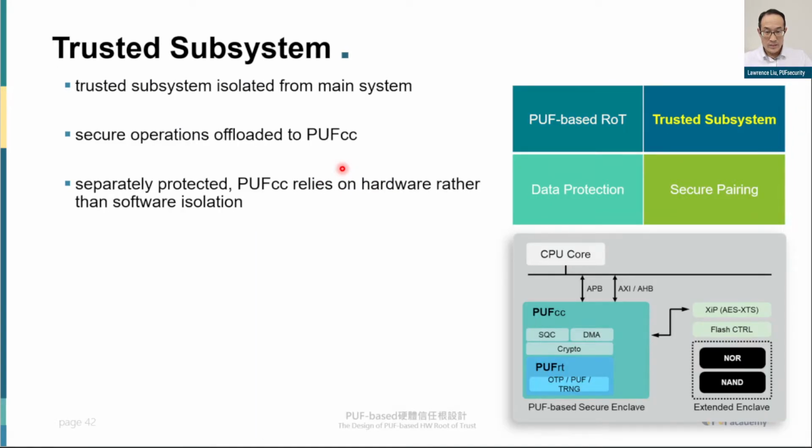The second principle was that PUFcc is a trusted subsystem that is isolated from the main system. Sensitive and secure operations are offloaded from the main processor to be handled separately by PUFcc, freeing up the main processor to focus on other priorities. It is easier to secure the boundaries of the smaller PUFcc subsystem than to secure the boundary of the entire system. And this is through the principle of hardware isolation. PUFcc includes all necessary components to run secure operations within its boundaries, protected by anti-tampering designs, which have been certified by third-party laboratories.